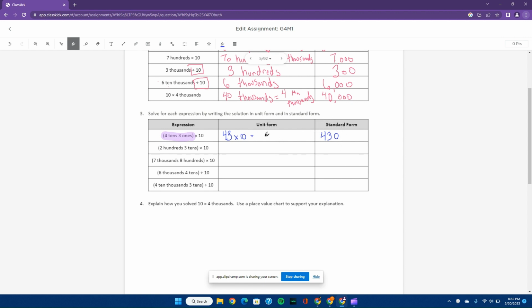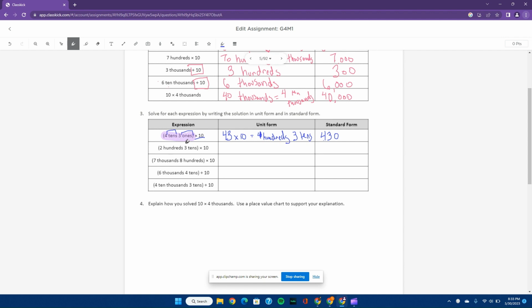and then go back to unit form, which would be 4, and it's not hundreds. Now my 4 is, I'm sorry, it's not tens. My 4 is now in the hundreds place, so this would be 4 hundreds, 3 tens. So again, when I multiply by 10, these units just hop up to the next largest place value. So ones become tens, tens become hundreds, hundreds become thousands, and so on and so on.